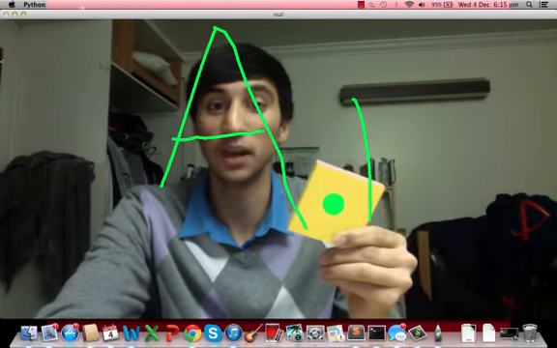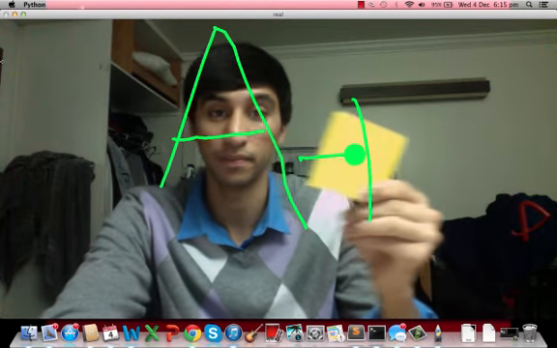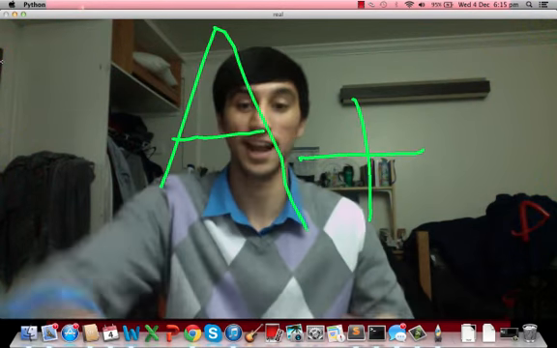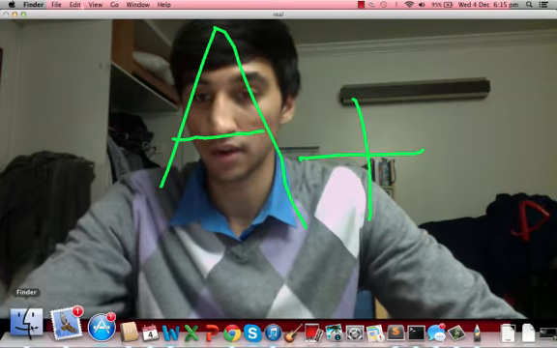I'm just hitting D whenever I want to draw, and hitting D again when I want to move to a new place to draw a new line from. And I hit S to save. And it says saved, and I go to my Finder.